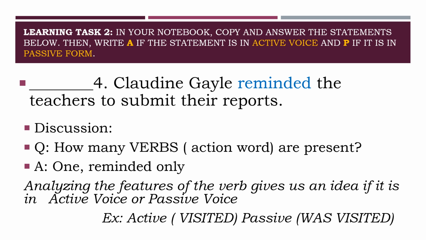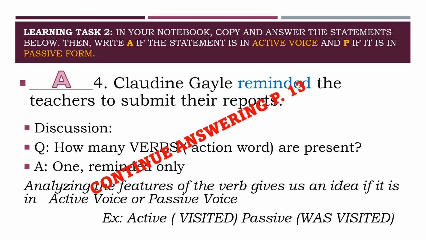So kapag ang verb ay nag-iisa, kagaya ng example natin, visited, one only, that is in active voice. Kapag naman nagdalawa or tatlo, pwede siyang maging passive. Halimbawa, was visited. Okay? So ito yung another technique in identifying active and passive voice. Pagbibilang ng ating verbs. Therefore, this one is in active voice because we only have one verb. Now, you're going to continue answering page 13.